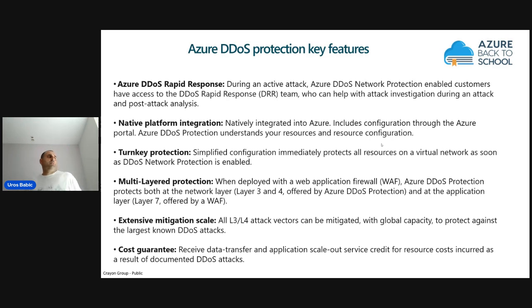I can use this when I deploy with my web application firewall, for example, covering a lot of network layer and application layer. That is actually how we understand the multi-layer approach and protection. Turnkey protection with simplified configuration: protect all resources in a virtual network as soon as DDoS network protection is enabled. And cost guarantee, in the sense of how we receive credit for data transfer and application scale out of a service, for resources, cost, and everything.